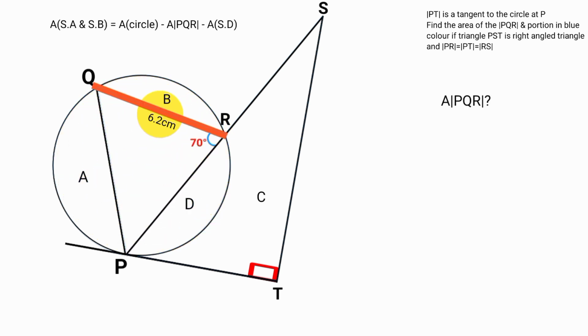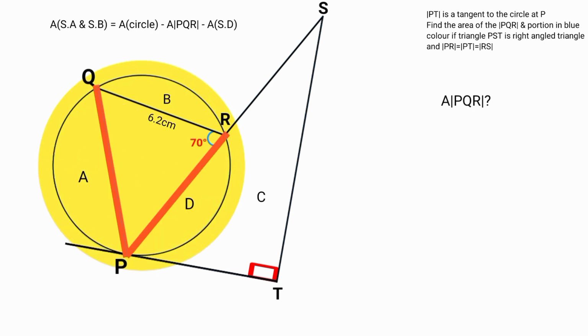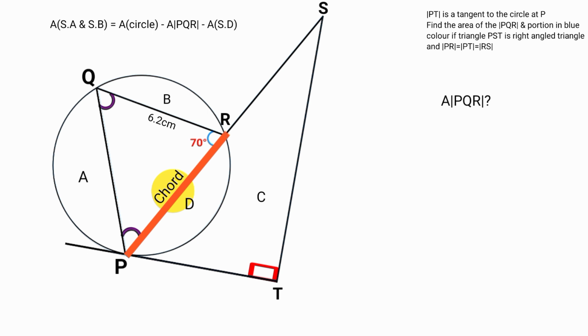Since we have the length of this side here as 6.2 centimeters and this angle here as 70 degrees, to find the area of the triangle, we still need the length of this side here and the size of the respective angles. But recall, this line PR here is a chord of the circle, and that this line PT is a tangent to the circle at point P.